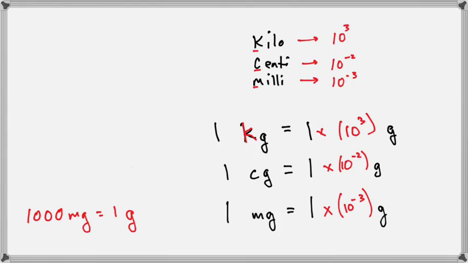Yeah? How? Okay. We can move the number to the other side, leaving the unit behind, by doing a division. I can divide both sides by 10 to the negative 3. Why would I do that?